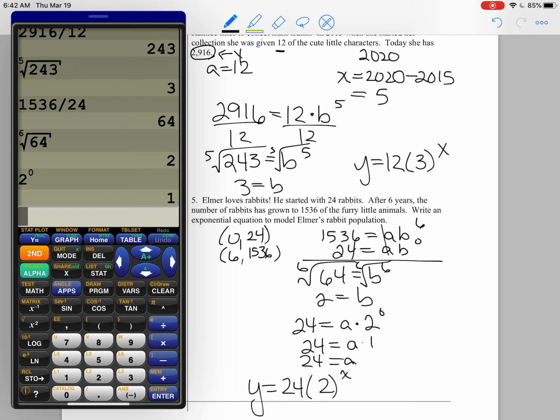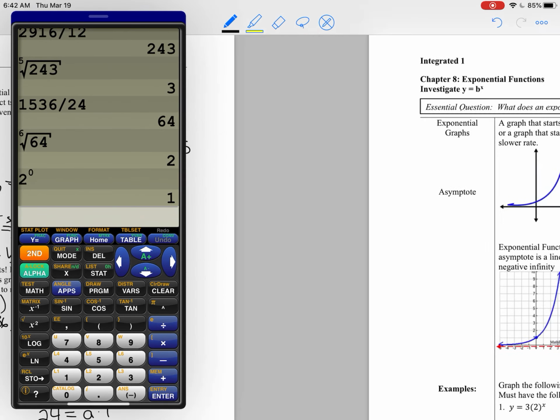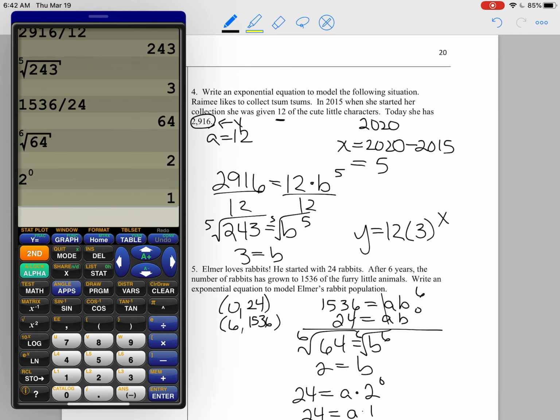Alright, so that's our video for the last, I think that's it for the notes. Alright. I'm also going to make one more video of the first page of notes that we took before we left, just to remind you how to graph an exponential.